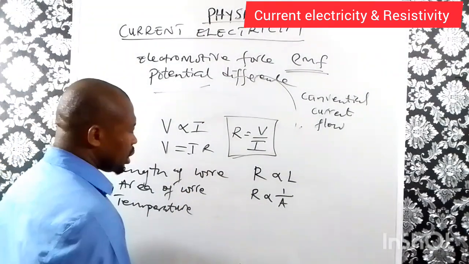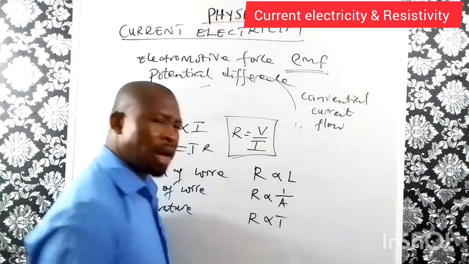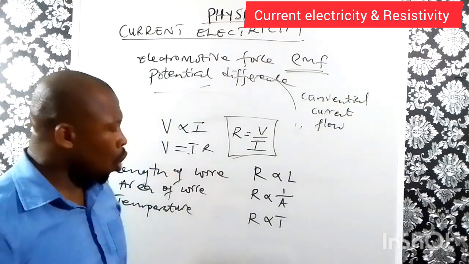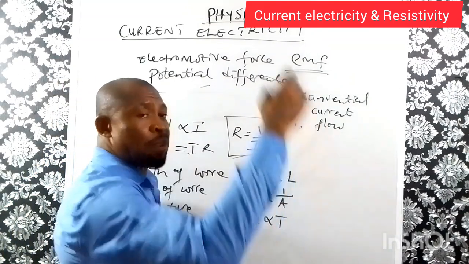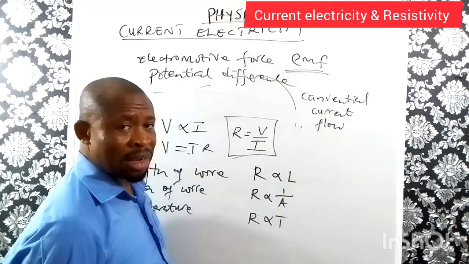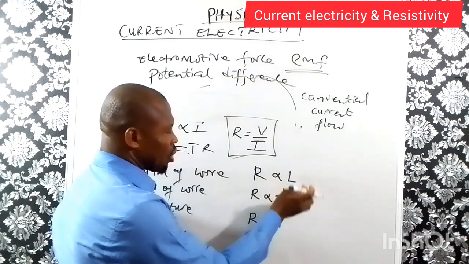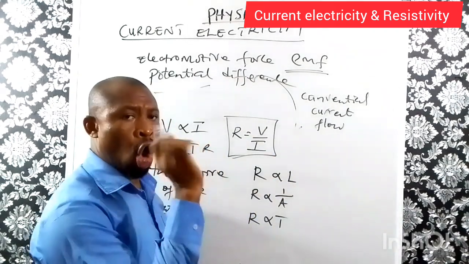And we say that yes, R is directly proportional to the absolute temperature. So in other words, the higher the temperature, the higher the resistance. So the lower the temperature, the lesser is the resistance. So these three factors must be kept constant.